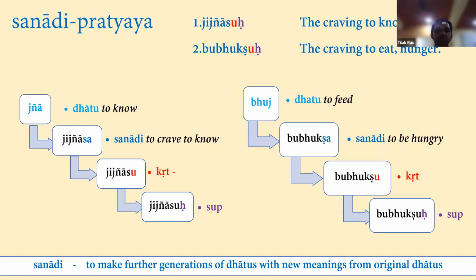So these sanadi pratyayas, though they are added to a dhatu like krit, by adding sanadi pratyaya, we get one more dhatu. It's a new dhatu. It's also called dhatu, but it's a new dhatu. But we are getting that by adding pratyaya. But by adding krit pratyaya, we won't get a dhatu. We get some noun form. But by adding sanadi pratyayas, we get a new dhatu. So there is a difference between krit and sanadi.